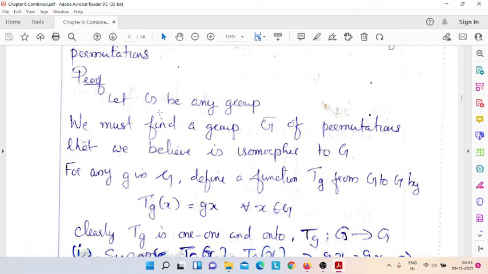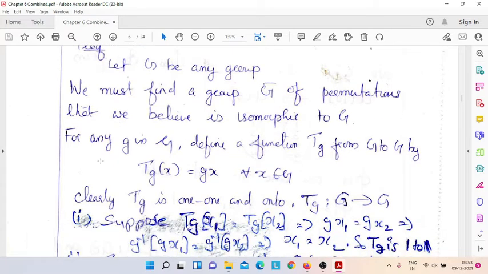So the first step is the given group. In the first step, we have the given group. Then we take another group. That group is the group of permutations. It is denoted by G bar. And after that, we will show that G is isomorphic to G bar.